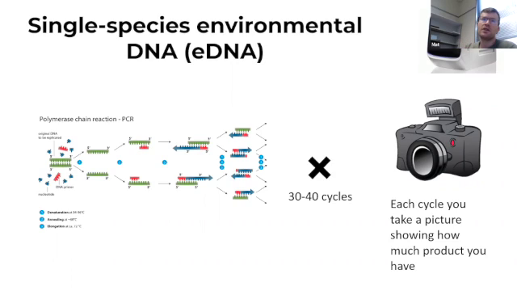It's very similar to PCR, but it allows you to assess the quantification of your sample in real time. And you do this for 30 or 40 cycles. Every cycle, this qPCR machine takes a picture and it basically quantifies the amount of material that you have in your sample.